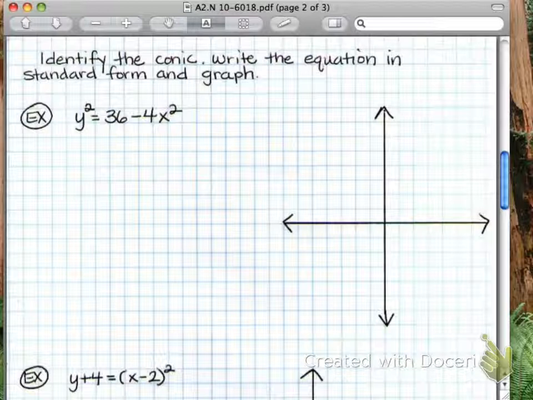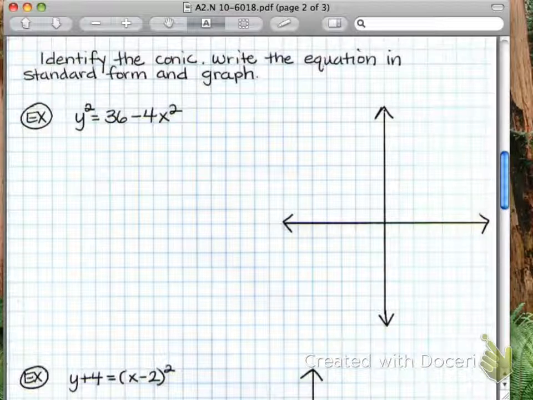So right away, the easiest thing to do first is identify what kind of conic you're dealing with. What is this? A hyperbola? No, an ellipse. Why? Because if you put them on the same side of the equal sign, they have the same sign. Okay, but they're not going to be equal.